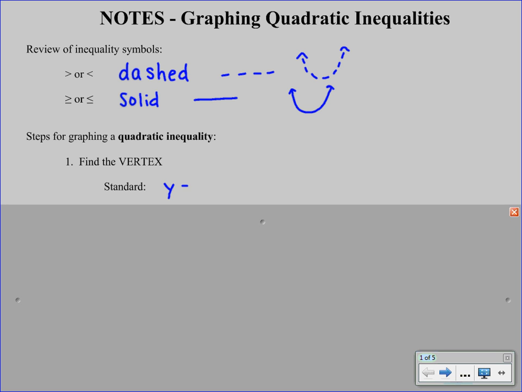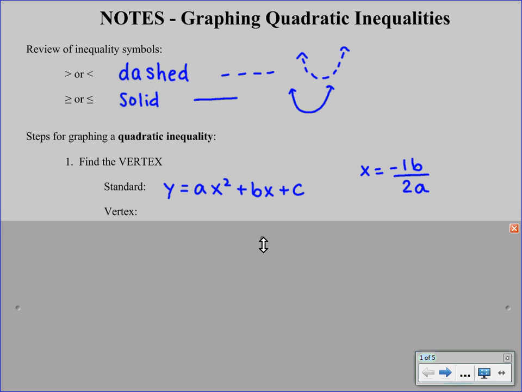So the first would be to recognize standard form. And hopefully you remember that standard form is y equals ax squared plus bx plus c. And to find the vertex, you're actually going to go through the axis of symmetry and find that x is negative b over 2a. And then obviously you would get that x coordinate and plug it in for y.